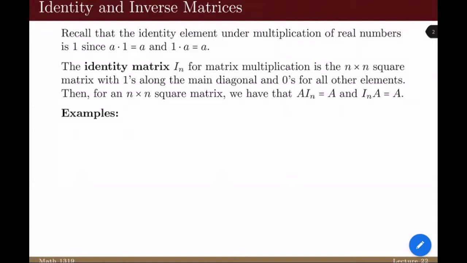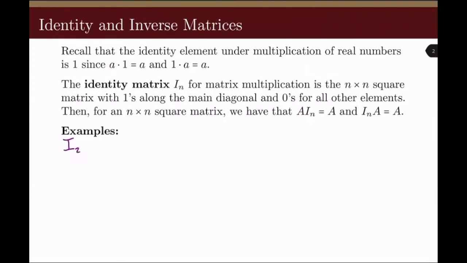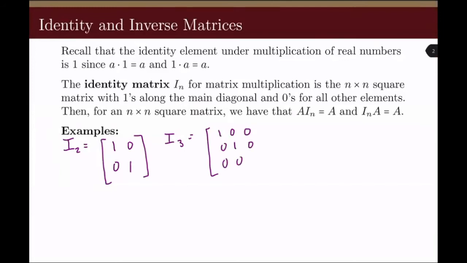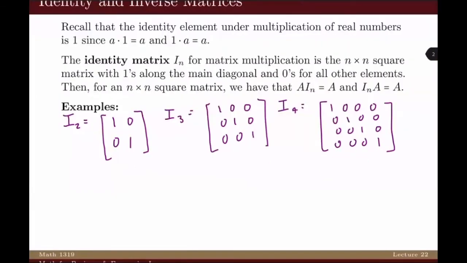For example, I sub 2 is going to equal the 2 by 2 identity matrix. I sub 3 would equal the 3 by 3 identity matrix. I sub 4 would equal a 4 by 4 identity matrix. So now let's show, we have A equals 1, 2, 3, 4.